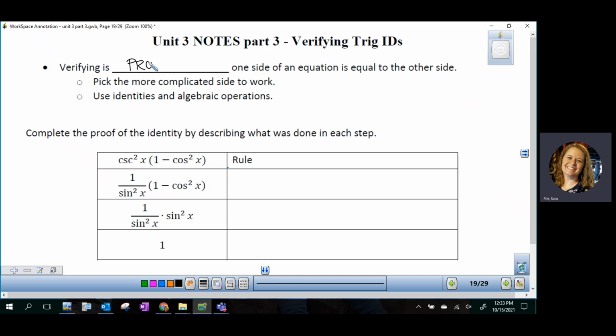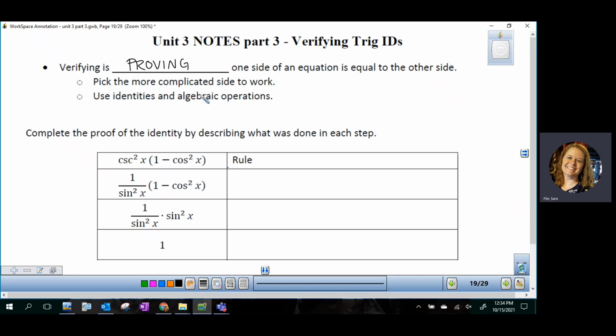It's proving. We want to prove that the left side actually does equal the right side. So this is not solving. We are not going to move things across the equal sign. Things are going to stay on their side, but we can use identities and algebraic operations to simplify and manipulate it until it matches the other side. And typically you are going to pick the more complicated side to work with.